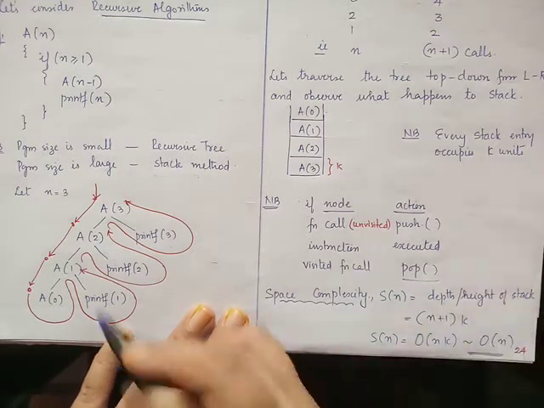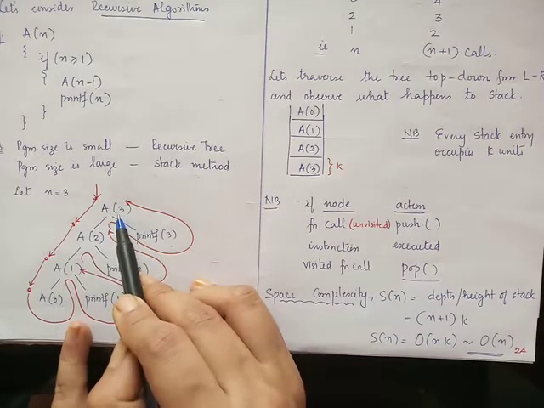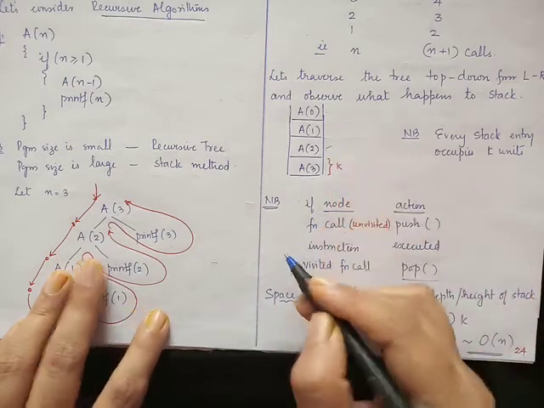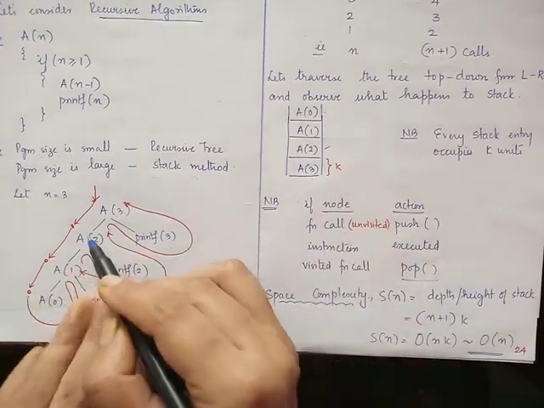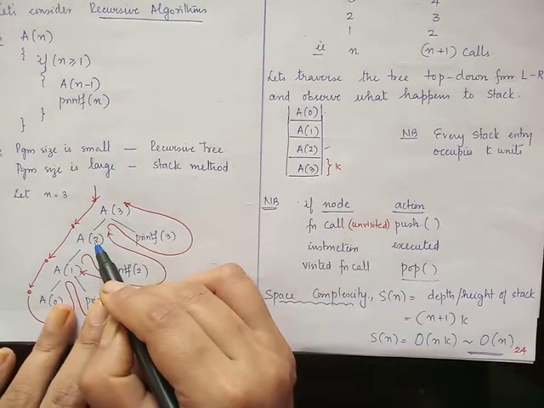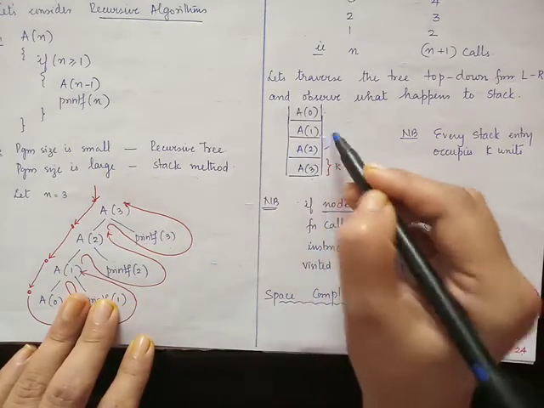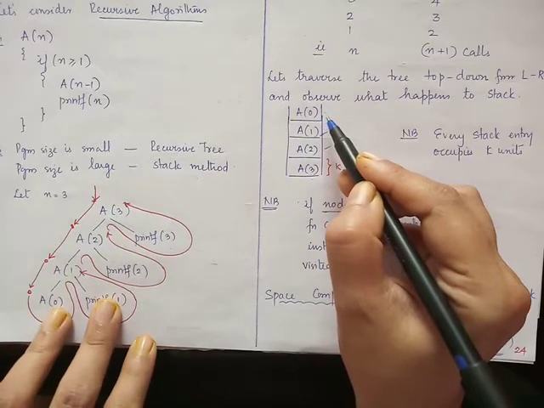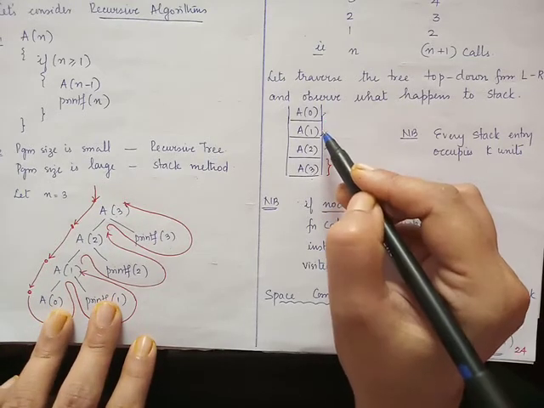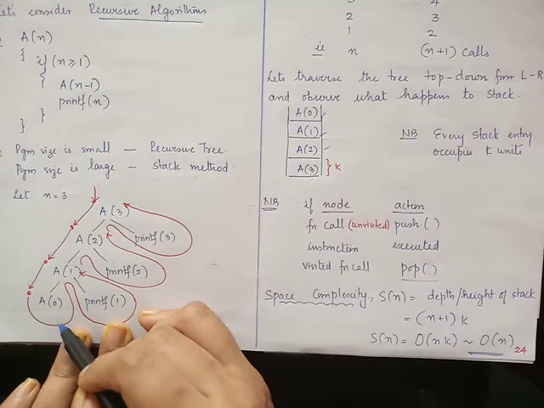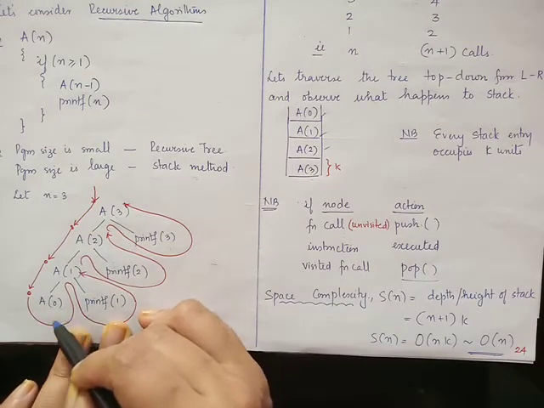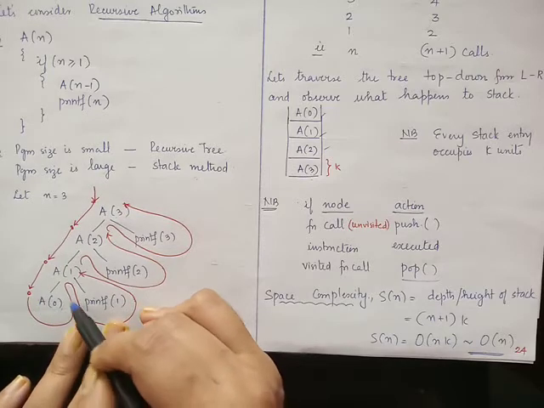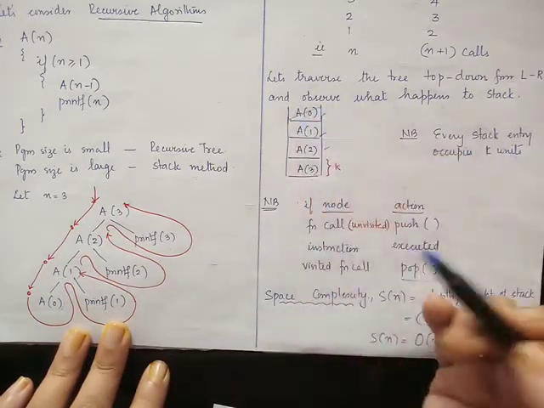Now A of 3. When A of 3 comes, what we are going to do? We are going to push A of 2 onto the stack, and then we will further expand this A of 2, which in turn calls A of 1. So we pushed it onto the stack. Then A of 1 is invoking A of 0, so we are again pushing onto the stack. Now when we are returning back, once we have completed visiting this node A of 0, we are going to pop it off.